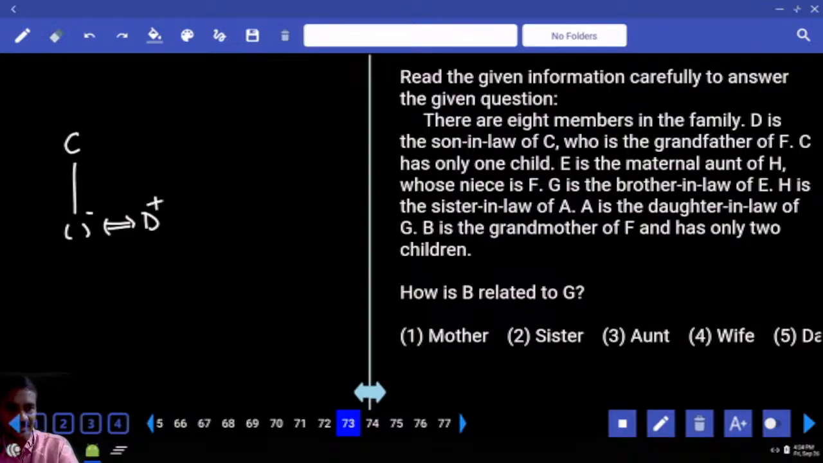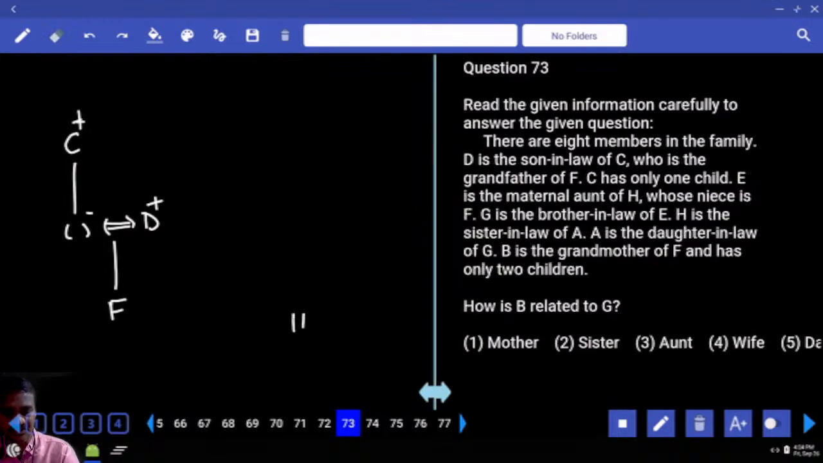And C has only one child, definitely F must be here. F must be the child of D. C is the grandfather of F. C is a man. C is the grandfather of F. Then C has only one child. E is the maternal aunt of H. H is here. And E is the maternal aunt of H. Mother's sister is E.